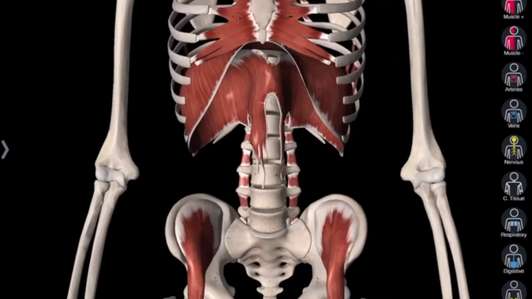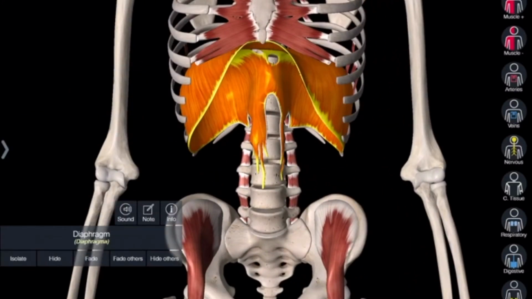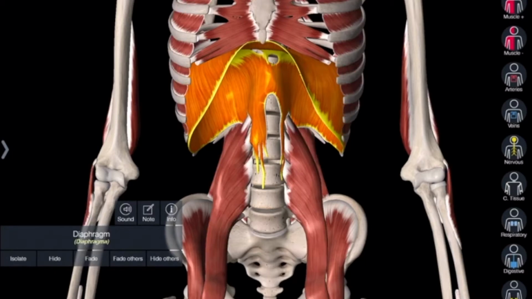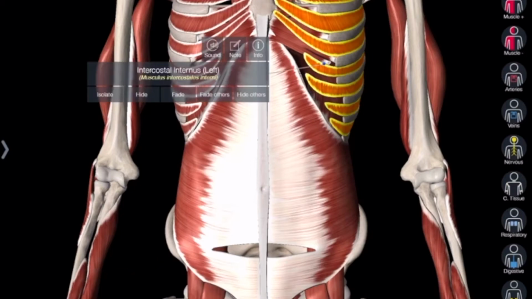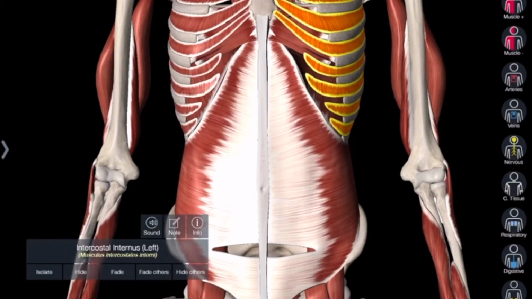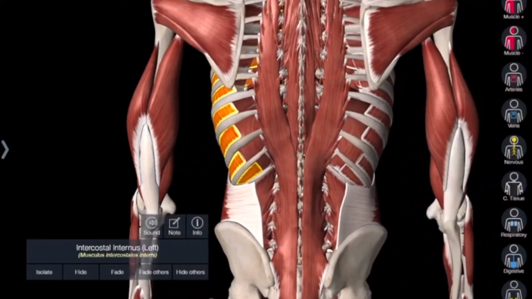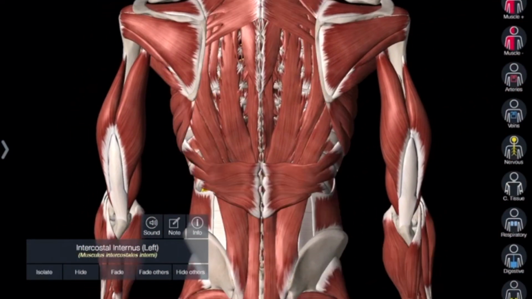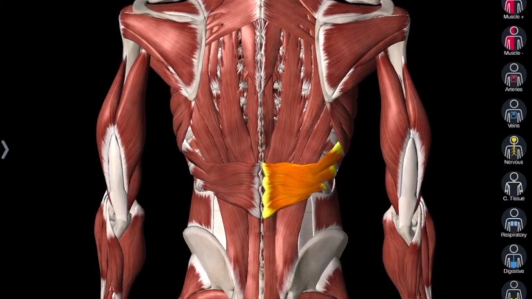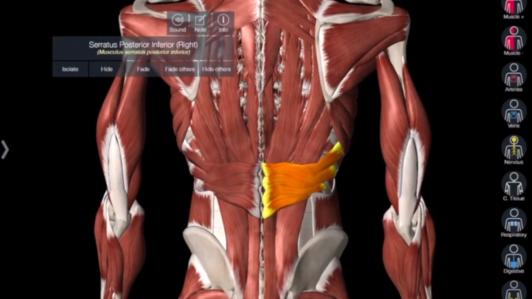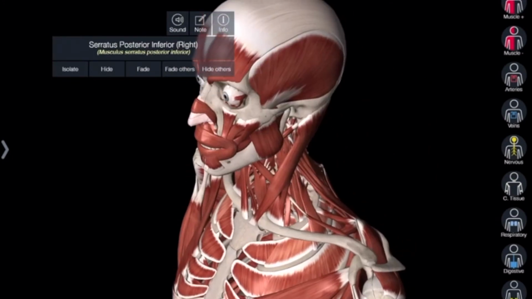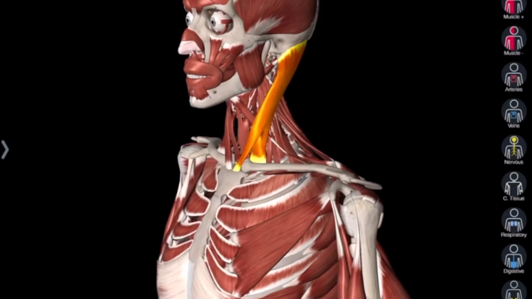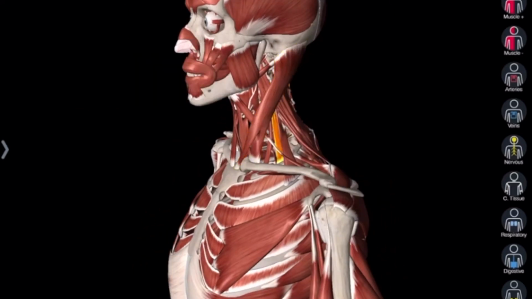We're talking about the diaphragm, right there. We're talking about the intercostals. There are some, and there are more intercostals. We're talking about serratus posterior superior here, serratus posterior inferior here, and what else? Sternocleidomastoid here, and the scalenes in here.